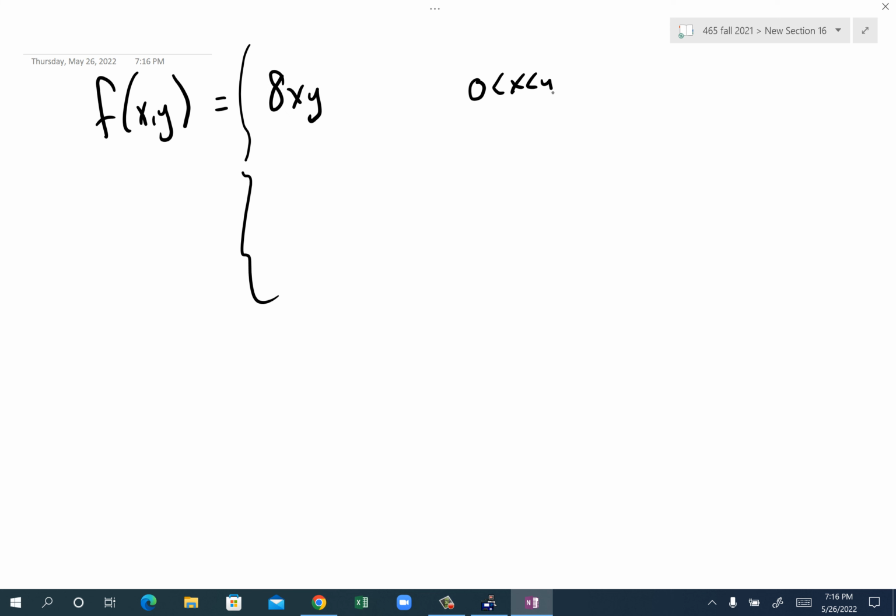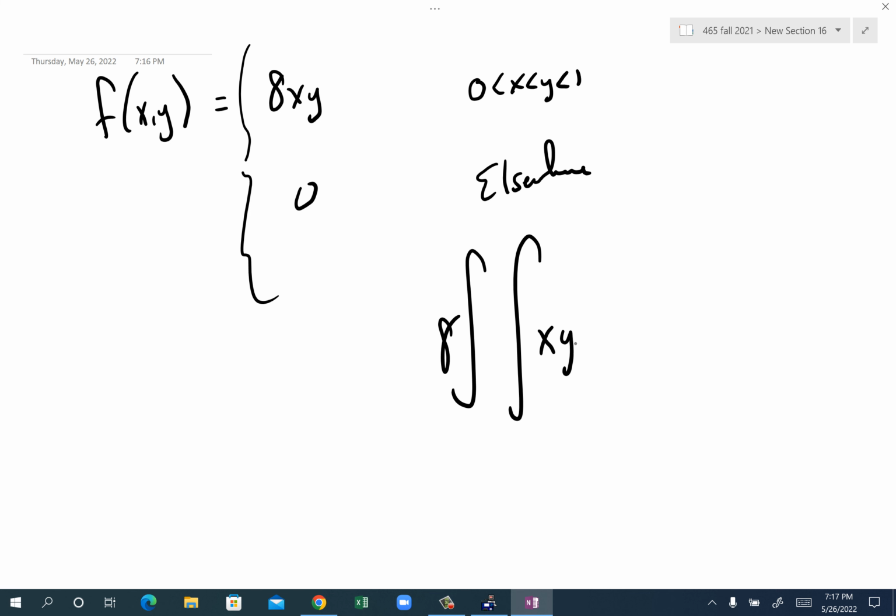Suppose we have this joint PDF of x and y equal to 8xy when 0 is less than x is less than y is less than 1, and 0 elsewhere. Is that true? I don't know, let's find out. The integral of 8xy dx dy, with x from 0 to y and y from 0 to 1. You with me? Let's try it.